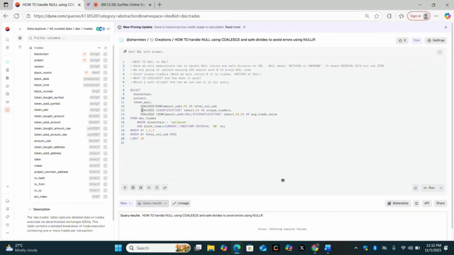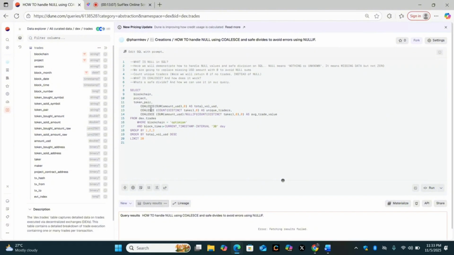So let's go to the second line. Here we are actually trying to count distinct takers. Okay, that is, we want to know the unique traders. We know what this count function does, and distinct, we know what it does. It actually counts just each trader or each address. It doesn't count it twice.